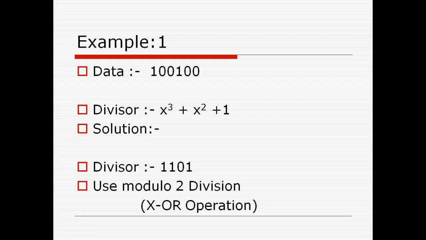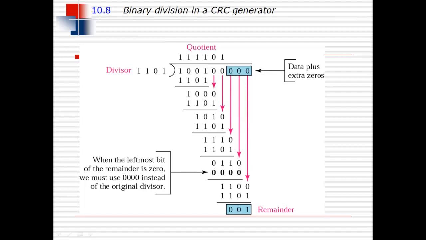And we will use modulo 2 division, in which, for the subtraction operation, we use XOR operation. So I have appended 000 here because in the divisor there are total 4 bits. Now let's start with the division process. So first 1, 1, 0, 1. Now here we have to perform the minus operation, but here we will perform modulo 2 subtraction. In modulo 2 subtraction, we will use XOR operation.